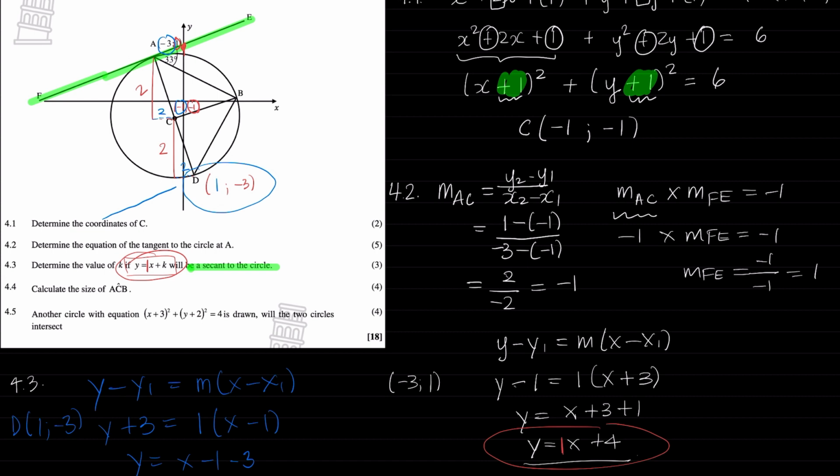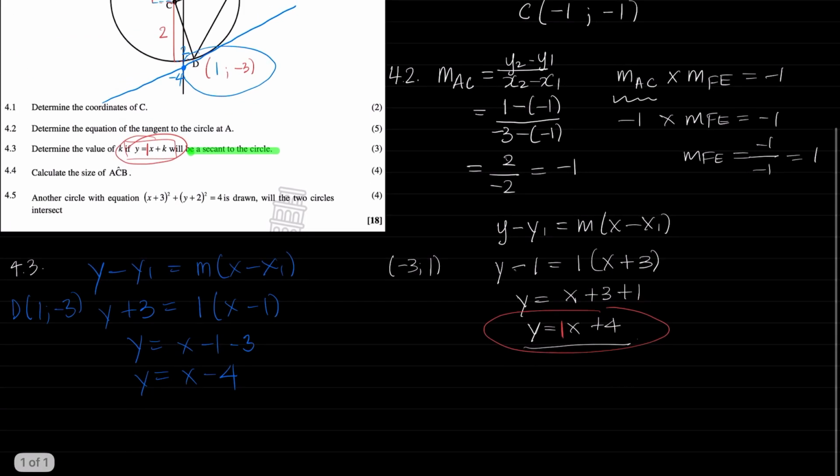Let's fix that. So this point right here is -4. This point right here is 4. And so if we draw this line, or if we shift that green line anywhere between those 2 points, anywhere here, the line that's shifted will then cut the circle and will be a secant to the circle. So the answer then is that K should be between -4 and 4.